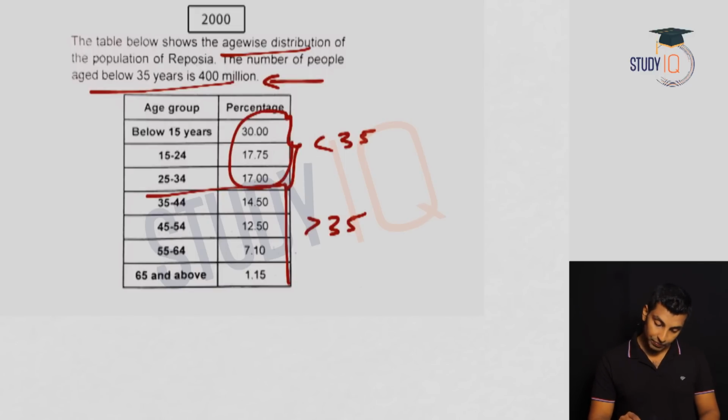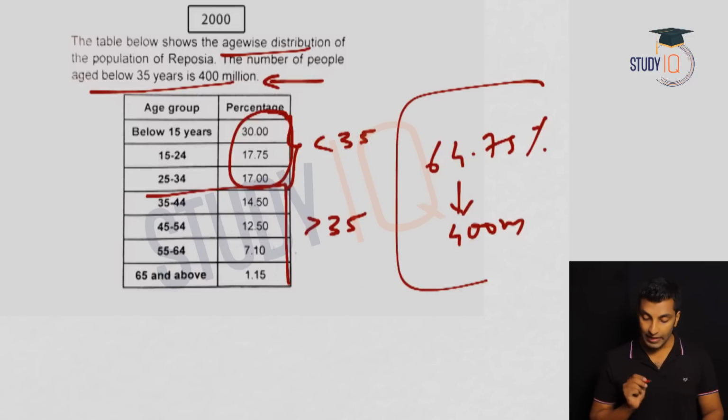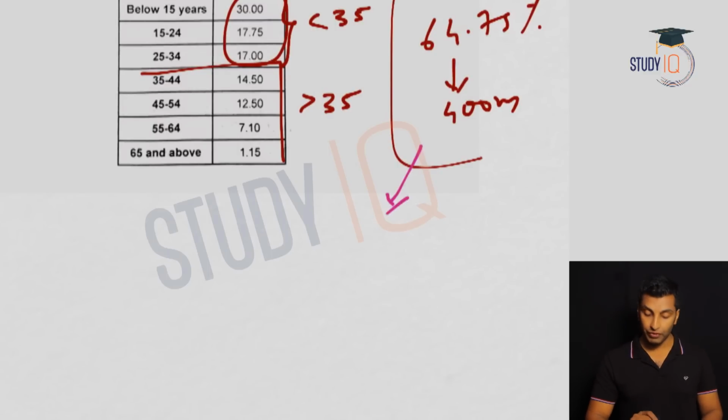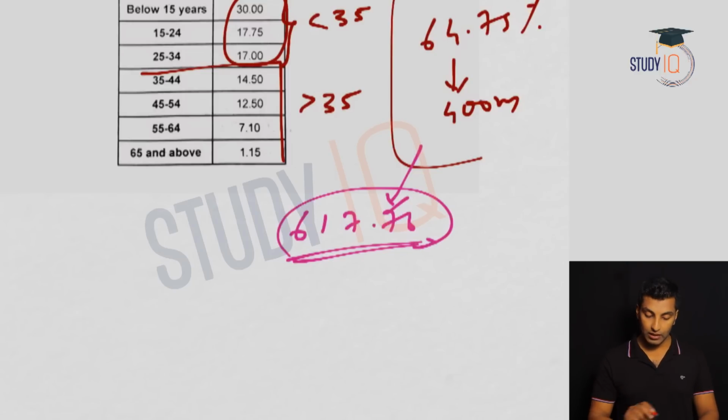So what percentage is that? 30 plus 17 plus 17.5 means 64.75% is what is given as 400 million. So you can get the total population from this. Once you know 64.75% as 400 million, you will get the total population as 617.76. Okay, you know how to calculate this. There is no point in wasting time in calculation. We have discussed enough number of times about calculating percentages faster. So now you got the total population of this city.